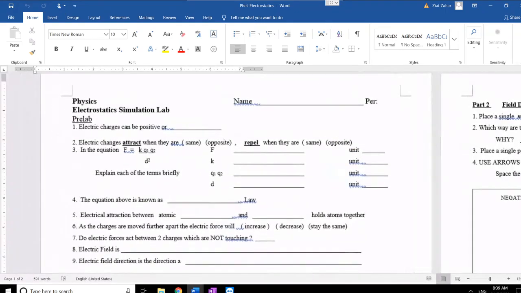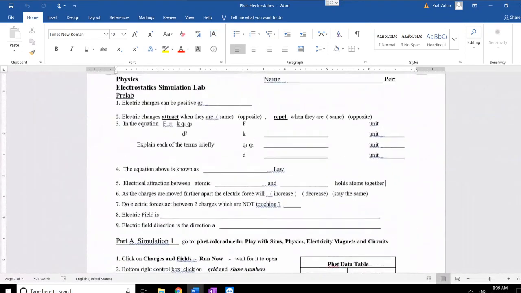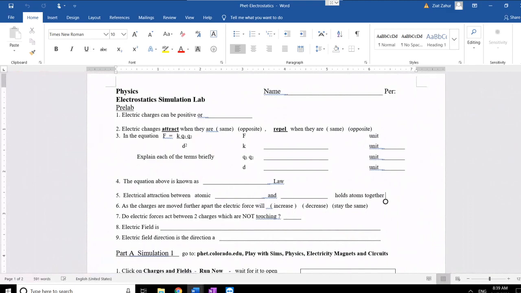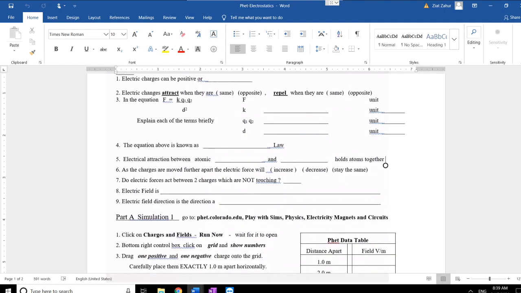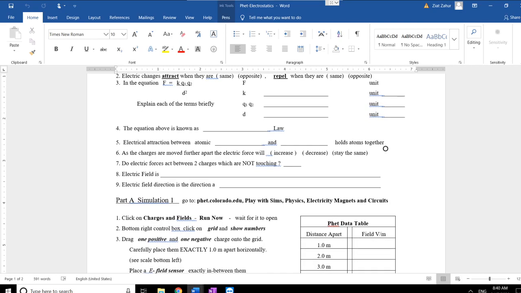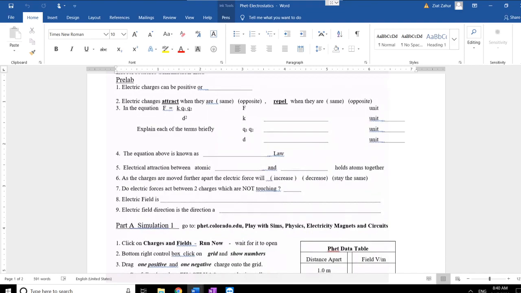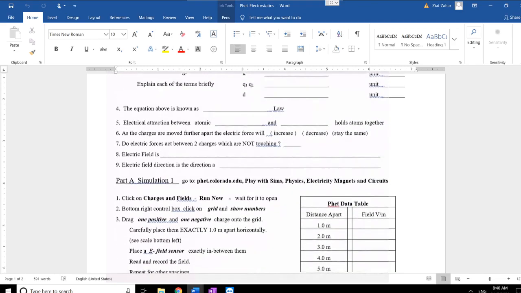Now the first part is actually just conceptual. It's before you actually play with the simulations. Electric charges can be positive or blank, negative. And you can answer those questions. This is the old equation, kQQ over d squared, similar to how you have it in your PowerPoint. I started using r squared so that all of our formulas have the same thing in the denominator. So there's a continuity between the equations. So again, d is the same as r, which is the distance from the center of mass to center of mass. Okay. The equation above is known as Coulomb's law. The force equation is Coulomb's law.